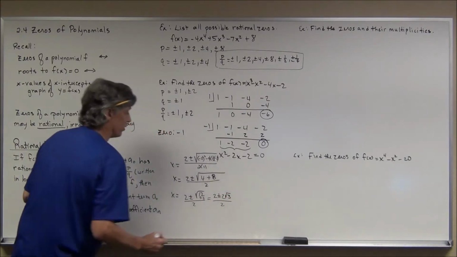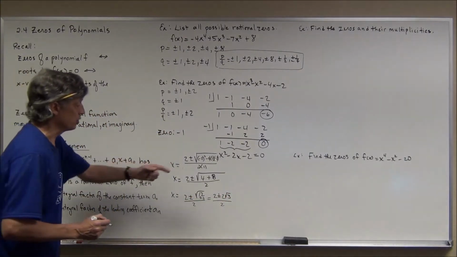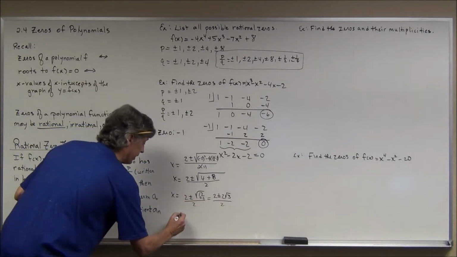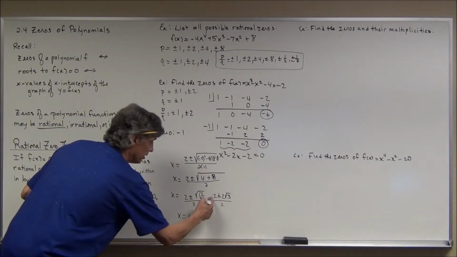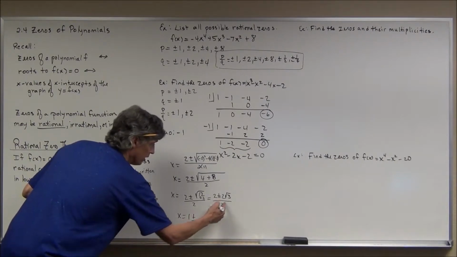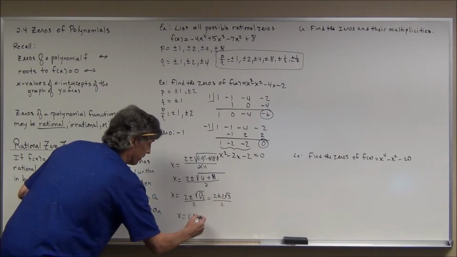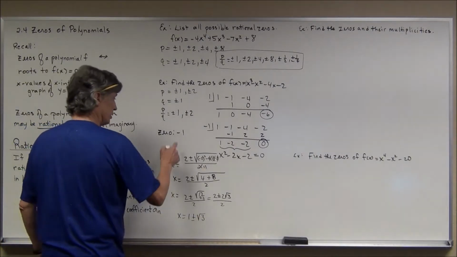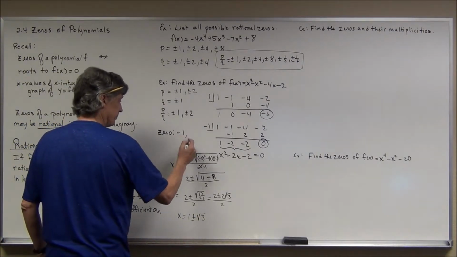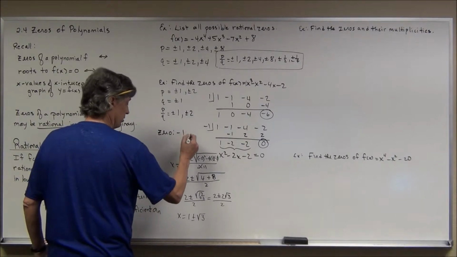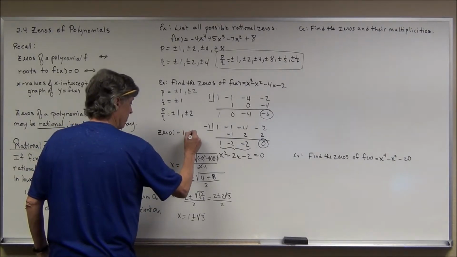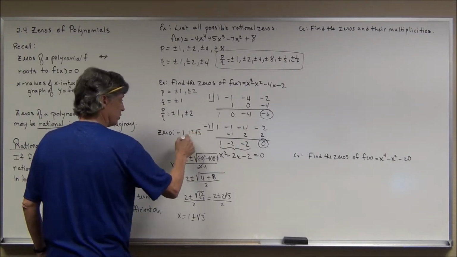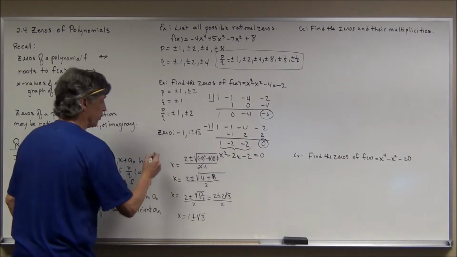Good thing we reviewed that earlier on. And then I'm going to divide 2 into both of these terms here, and I get x is equal to 1 plus or minus the square root of 3. So those are my other 2 zeros. Notice I have one that's rational, and the other 2 are irrational. 1 plus or minus the square root of 3. So that's 1 plus the square root of 3 and 1 minus the square root of 3.